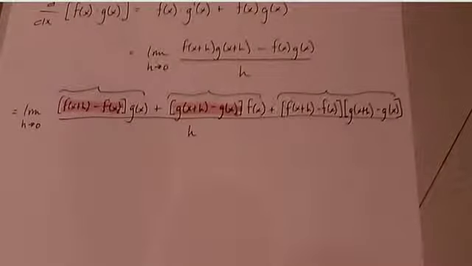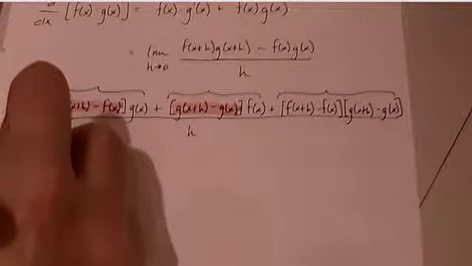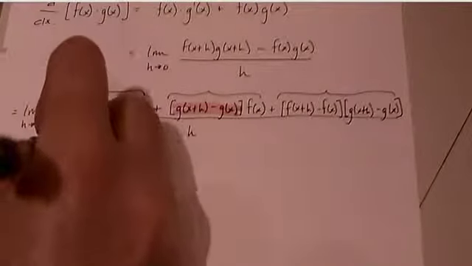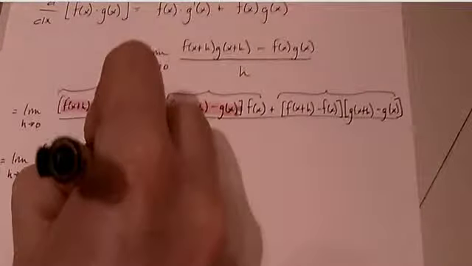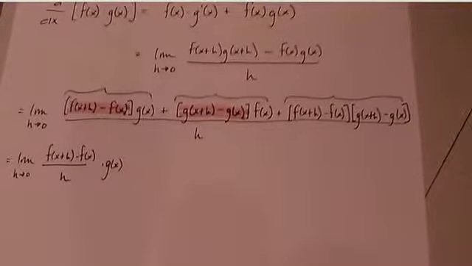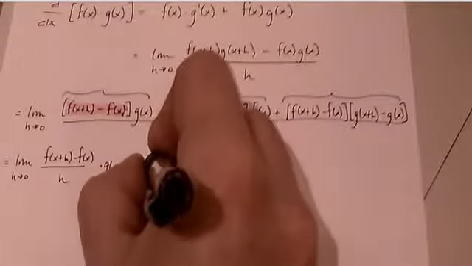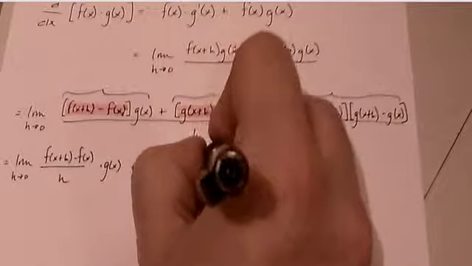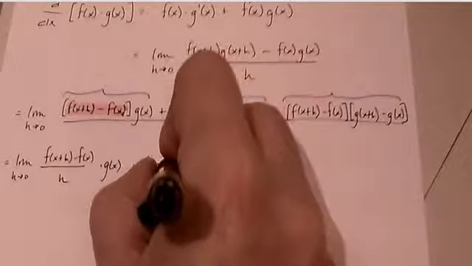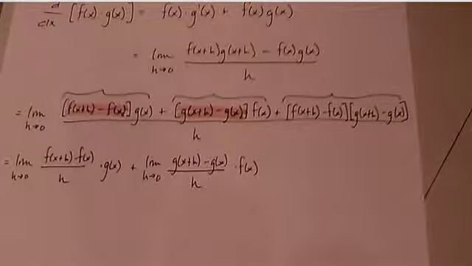So all I'm going to do is rewrite this strategically. The limit as h approaches 0 of f of x plus h minus f of x, all of that over h. And instead of putting the g of x in the numerator, I'm actually just going to put it right next to there, because that's legal, right? I can do that. And I'm going to do the same thing with this next one. I'm going to put g of x plus h minus g of x, all of that over h. And then I'm going to put the f of x right next to it.